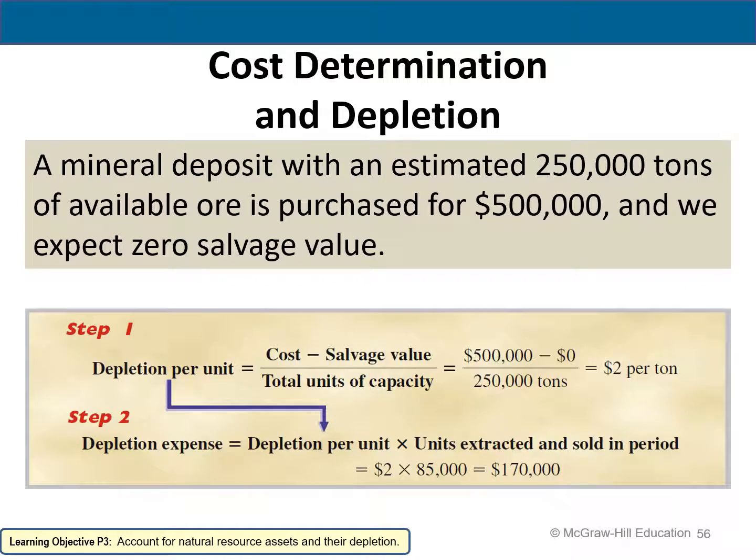So let's say we have a mineral deposit with an estimated 250,000 tons of available ore, and we purchase it for 500,000, and we expect a zero salvage value. So we have 500,000 less zero salvage, divided by 250,000 tons. We have a depletion per unit of $2 per ton. So very similar to units of production from depreciation, okay? $2 per ton times 85,000 tons extracted. It's 170,000 of depletion expense for that period, okay?